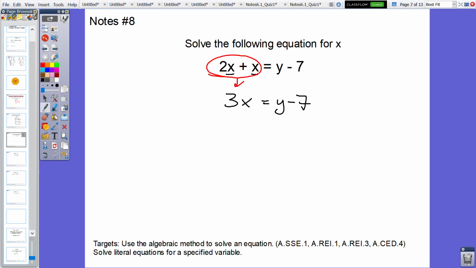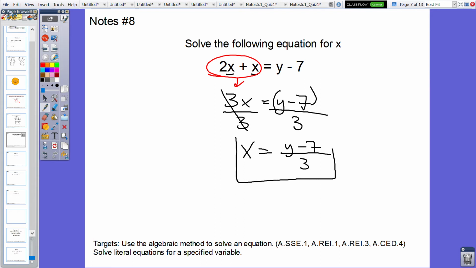Okay, so next step is going to be just like the last one. We're going to divide by 3, and just like in the last problem, we want to divide everything collectively by 3 on that right side. 3's are going to cancel. I'm left with x is equal to the difference between y and 7 divided by 3. Not y divided by 3 or 7 divided by 3, but we want to make sure that we're dividing everything by 3.